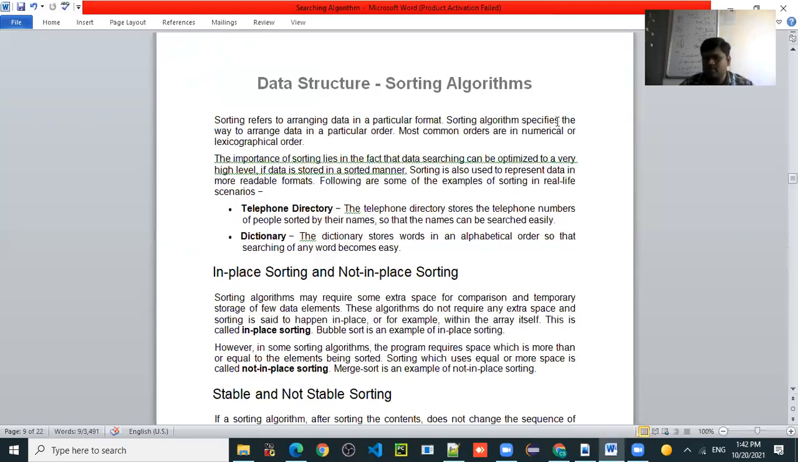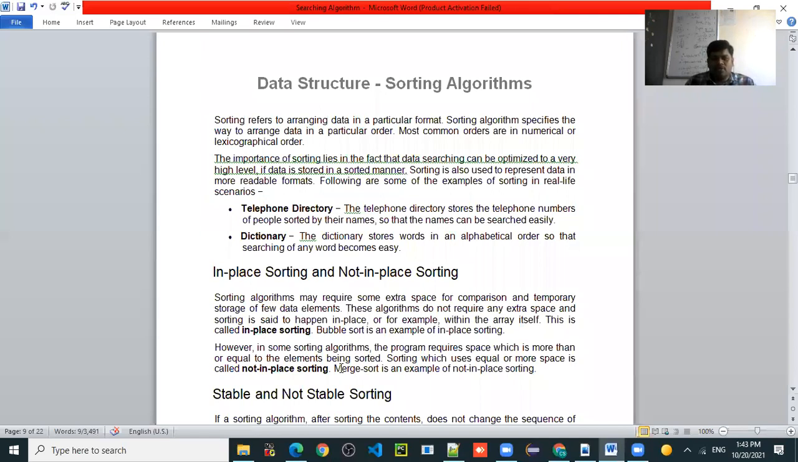Now data structure, sorting algorithms. Sorting refers to arranging the data in a particular format. So here we have the way of arranging the data in a particular order. The most common orders are numerical or lexicographical orders, right?